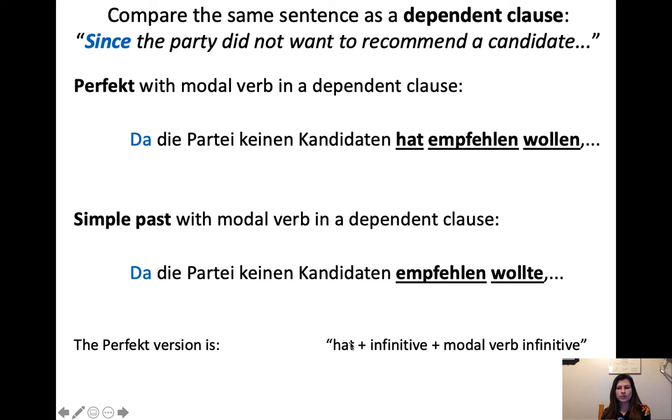So the perfect version with the dependent clause is hat plus all at the end of the sentence piled up, these three verbs: hat plus the main verb infinitive plus the modal verb infinitive.